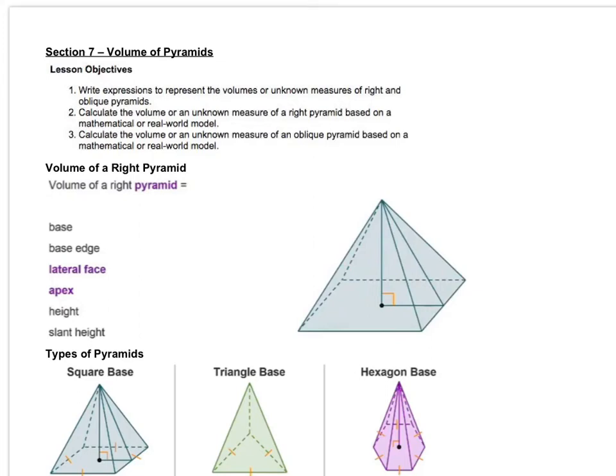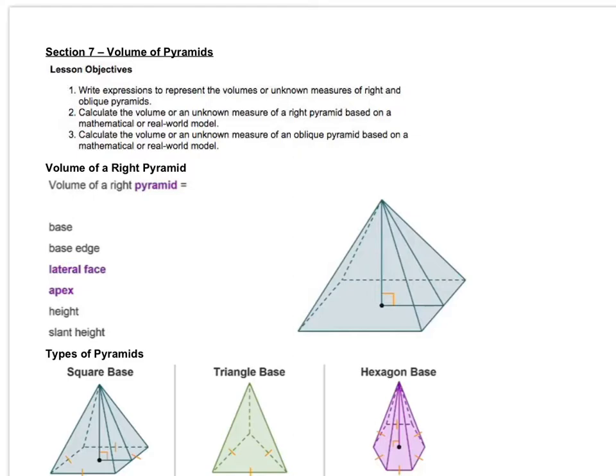Hello and welcome back. This is a section over volume of pyramids. This is section 7 and this is part of unit 8, modeling with shapes. What we want to do is talk about expressions to represent volume or unknown measures of right or oblique pyramids. We want to calculate the volume or an unknown measure of a right pyramid, based on a mathematical real-world model, and be able to do the same thing with an oblique pyramid.